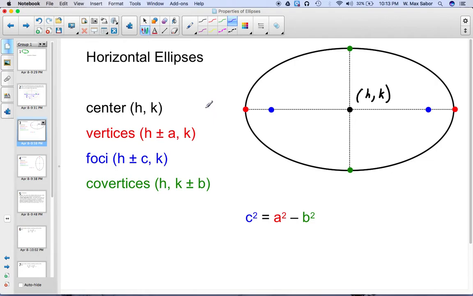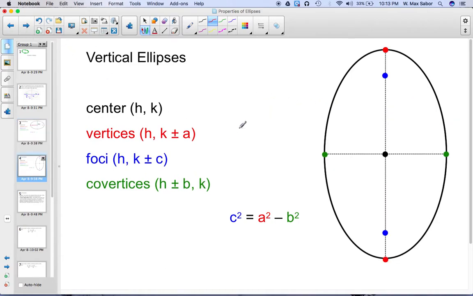In ellipses, the relationship between this distance in blue, this distance in green, and this distance in red is that c squared, the distance to the focus, equals a squared, the distance to the vertex, minus b squared, the distance to the co-vertex. Now all of these distances are measured from the center of the ellipse.